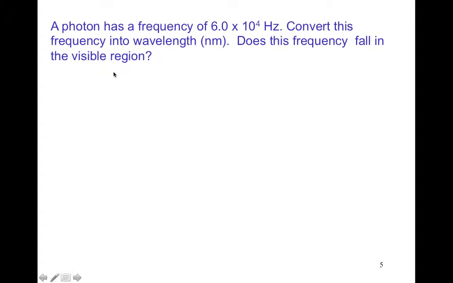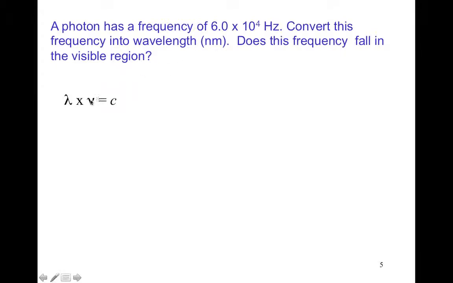If we had a photon, and a photon is the particle of light, I guess you could say, that's coming in from the sun all the time, it has a frequency, so that would be frequency, lambda. No, lambda's wavelength, sorry. Frequency was nu of 6.0 times 10 to the fourth hertz. Convert the frequency into wavelength, that's lambda. Does it fall in the visible region?